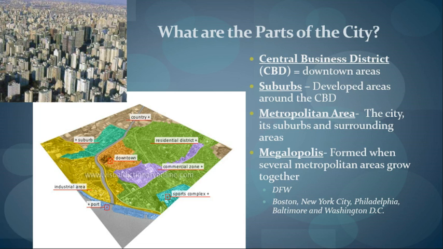And then a megalopolis, we've talked about a little bit. That's when metropolitan areas grow until they meet each other, and DFW, where we live, is a really good example of that. The Bowash corridor, Boston, New York, Philadelphia, Baltimore, and Washington, D.C. is another really good example of that.